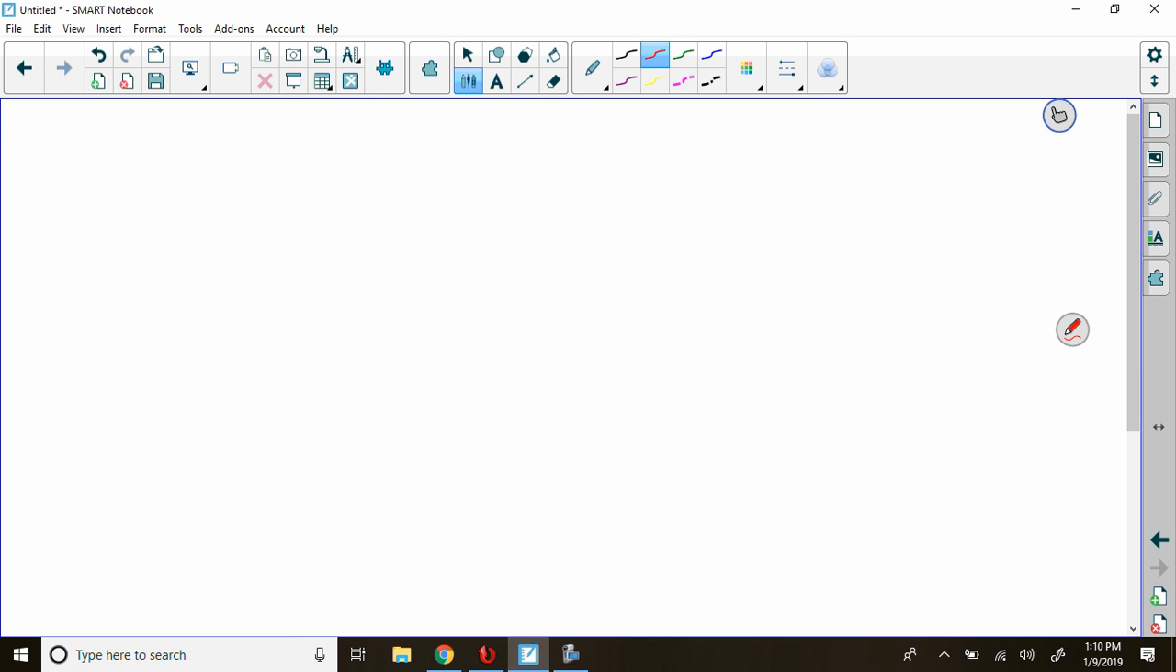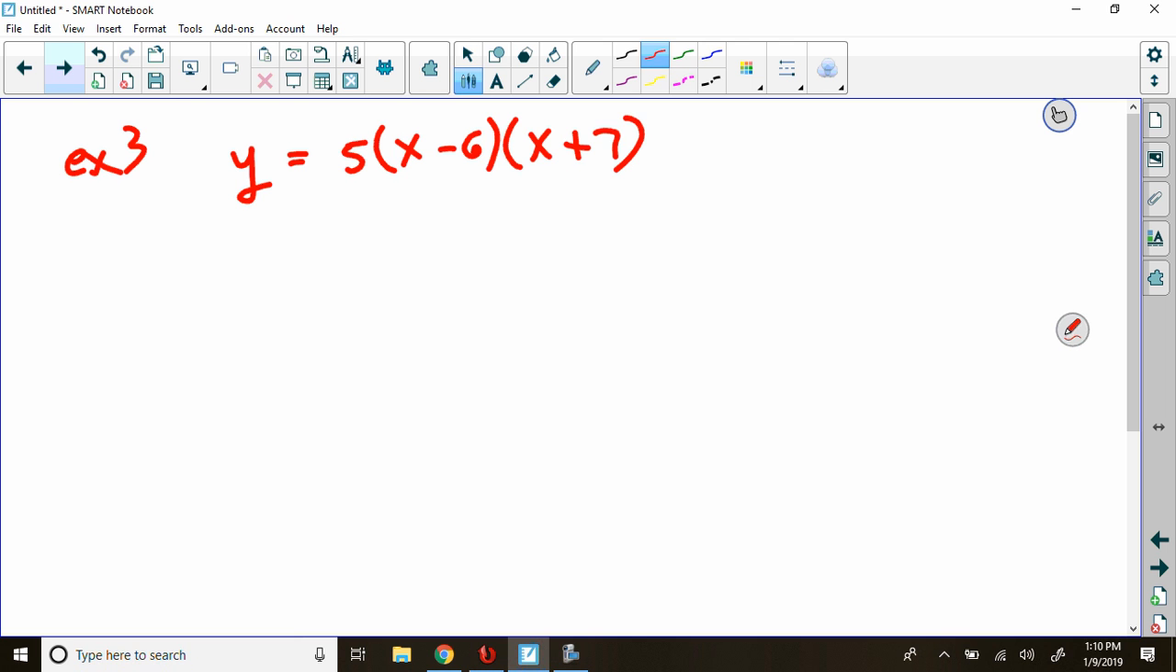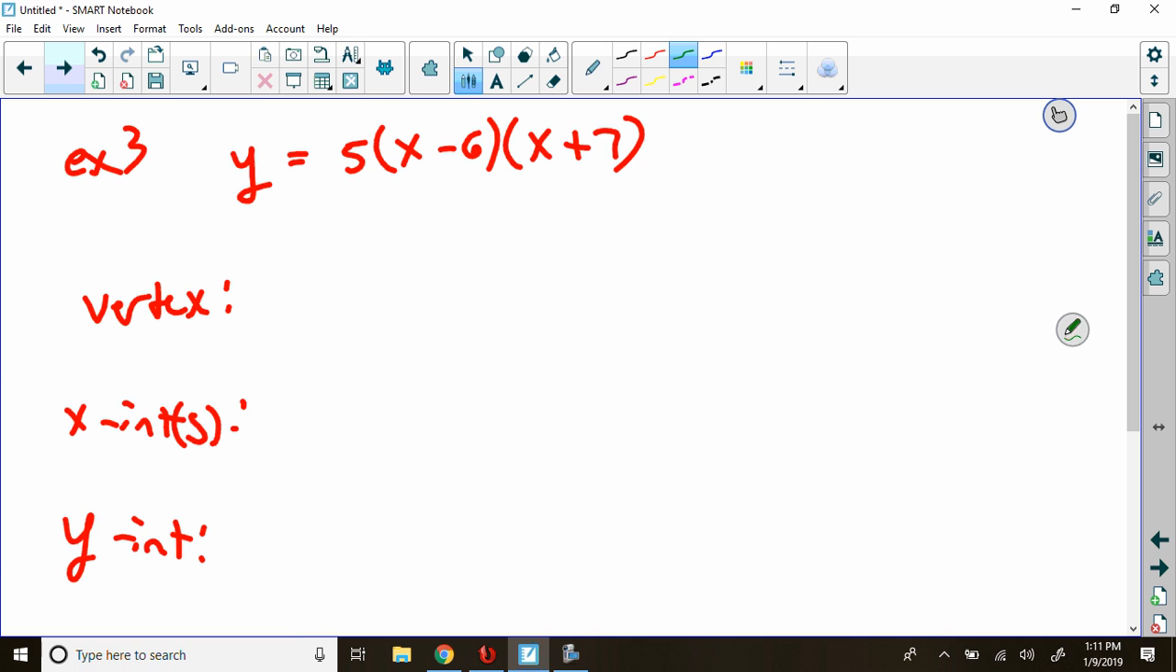The third type of function, I said we got 4 examples. The third type we're going to look at is this form. Let's go with 5 times x minus 6 times x plus 7, like that. So we want our vertex, our x-intercept, and our y-intercept. We should get one of these 3 parts for free without doing any work, if you remember anything at all from chapter 4. What do we get for free on this? We get our x-intercepts, right? The one x-intercept is positive 6, so we get 6, 0. And what's our other x-intercept then?